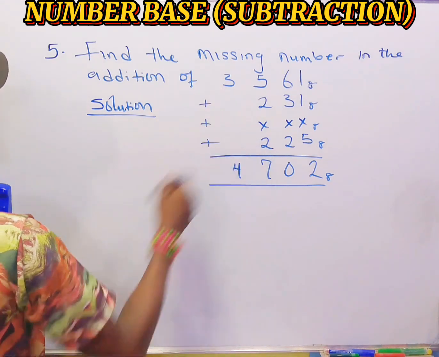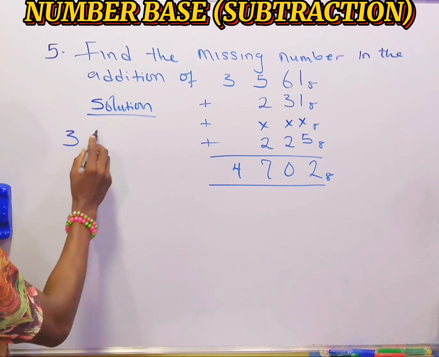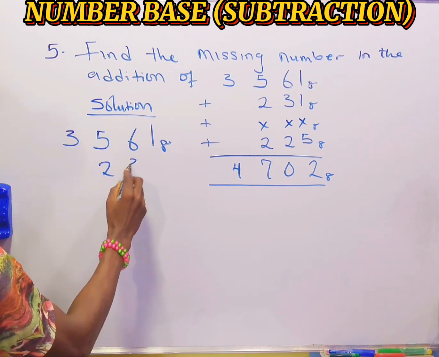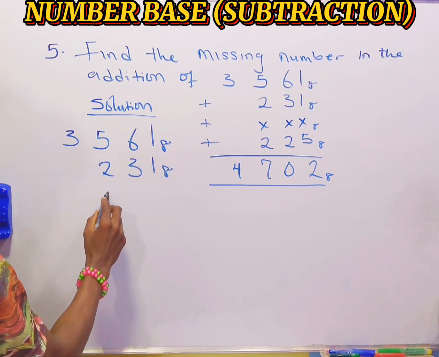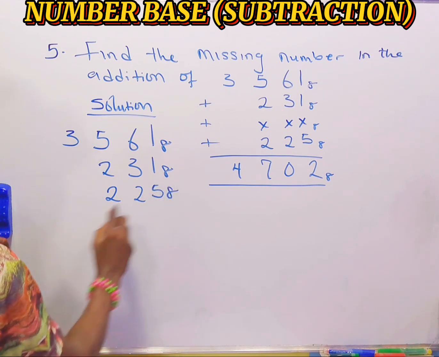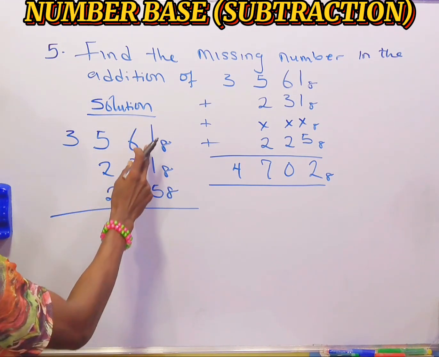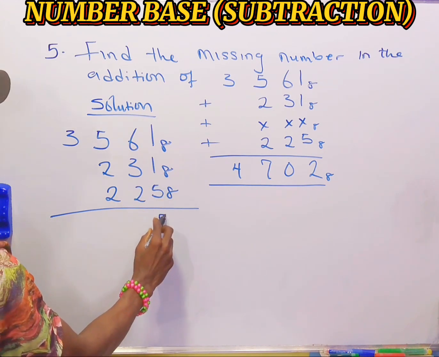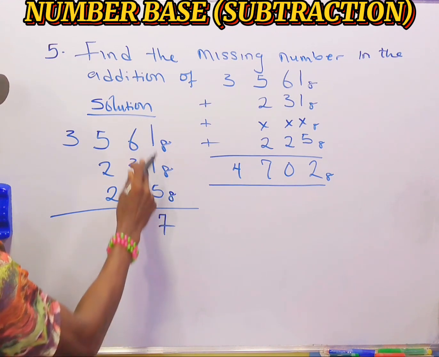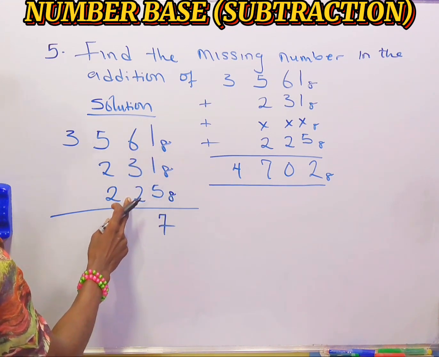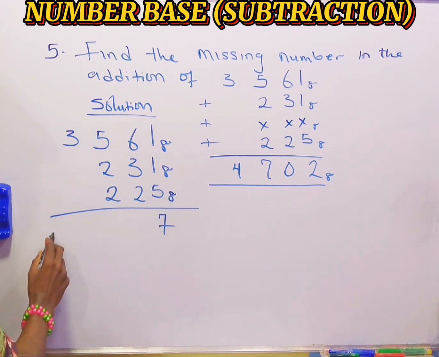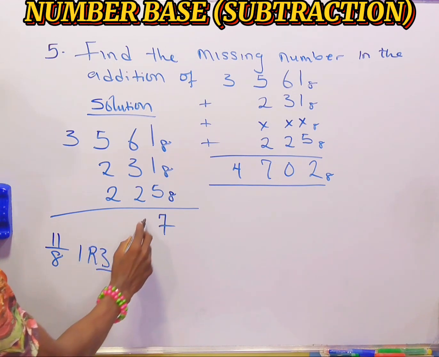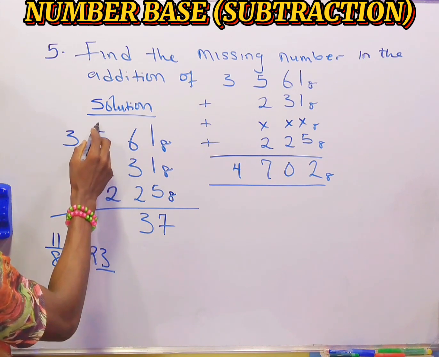Now let's add this first. We'll have it as 3561 base 8 plus 231 base 8 plus 225 base 8. 1 plus 1, 2. 2 plus 5, 7. 7 is not up to 8, so we'll have it as 7. 6 plus 3, 9. 9 plus 2, 11. 11 is above 8, so we say 11 divided by 8, which is 1 remainder 3. We write our remainder 3. We take the 1 to the next value.